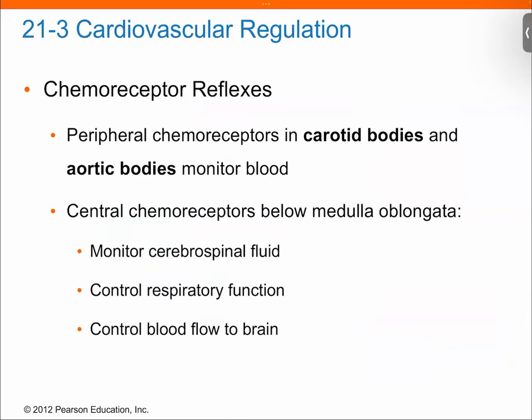So most homeostatic mechanisms will stop there. We say like, oh, there's our peak and our trough reflexes, so we're done now, aren't we? No, we're not. There's actually a lot more that goes into that. We'll talk about that a little bit later.